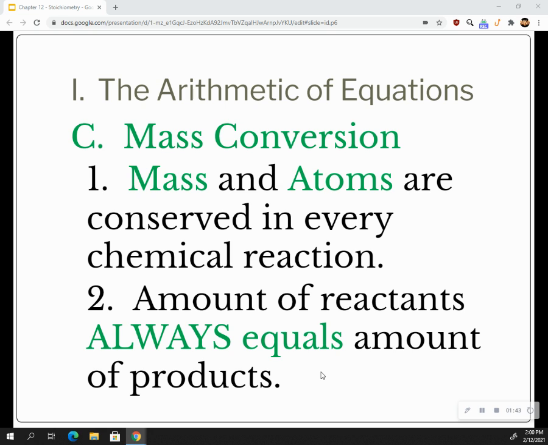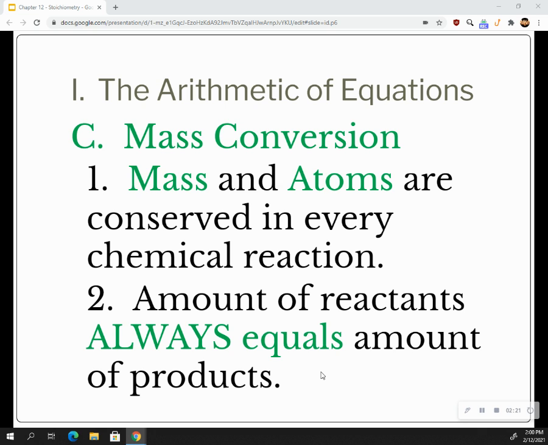So for mass conversions, atoms are conserved in every chemical reaction, and the amount of reactants is always equal to the amount of products. The law of conservation of mass says that you can neither create nor destroy mass. So it has to go somewhere. Your mass on one side is always going to equal the mass on the other. The number of atoms on one side is always going to equal the other. Same thing goes for liters of gas at STP.